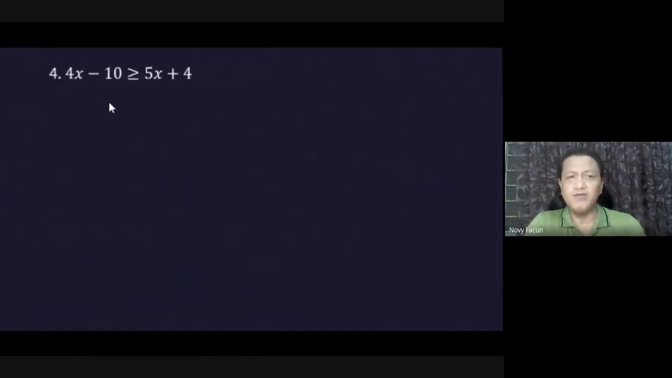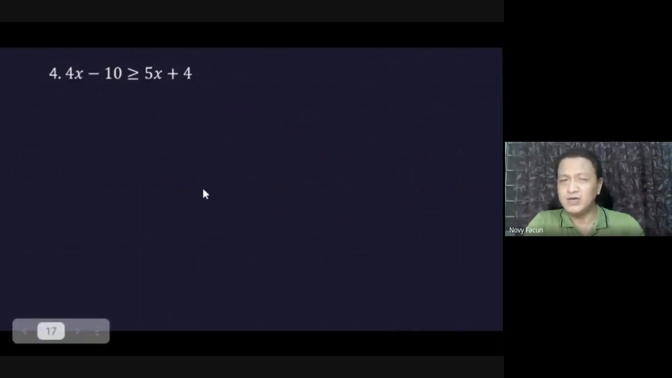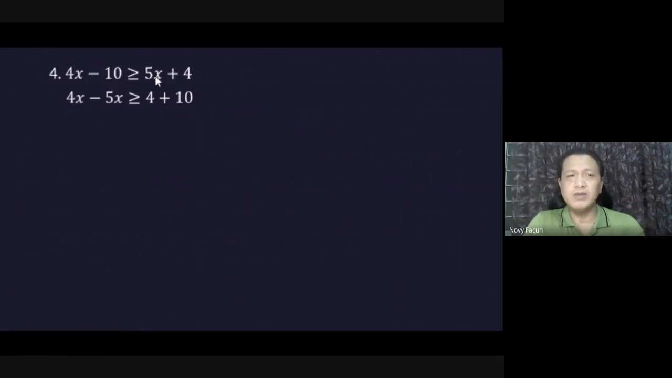Next, we have number 4. What if you're going to simplify 4x minus 10 is greater than or equal to 5x plus 4? So, same procedure natin. You're going to combine like terms. So, you have to transpose yung constant natin na negative 10, naging positive kasi nilipat natin. Yung 5x dito nilipat mo doon sa left side, kaya naging negative. And you're going to combine like terms. We have negative x na lang sa left side dito ay 14 because 4 plus 10, that is 14.